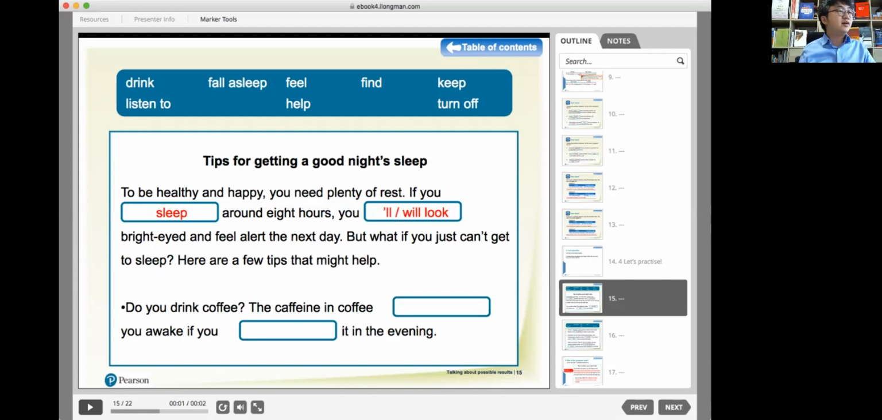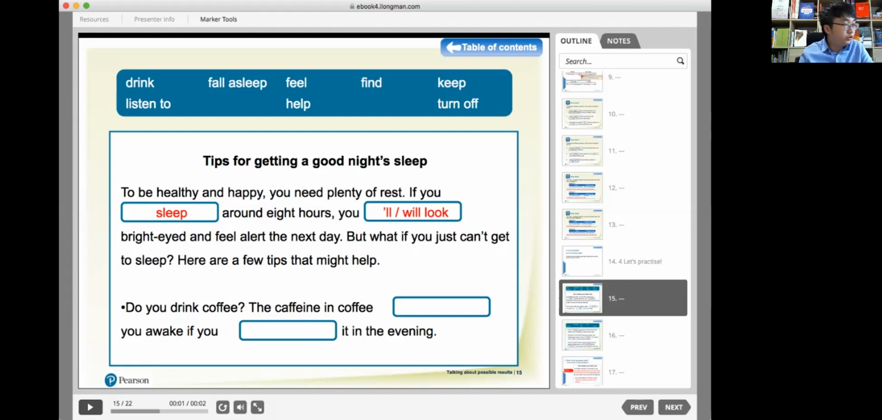But what if you just can't get to sleep? Maybe some of you go to bed early, like 10 or 11, and you can't sleep, and you play with your phone on the bed. So you might need these tips to help you. Here are a few tips that might help.